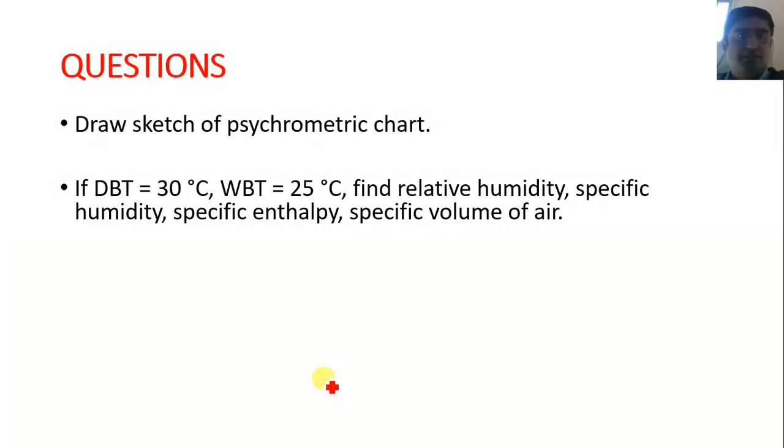So here are some questions for you. Draw a sketch of the psychrometric chart, and if the value of DBT is 30 degree and the value of WBT is 25 degree, find the value of relative humidity, specific humidity, specific enthalpy, and specific volume of air. You have to solve all these questions and send them to Google Classroom.